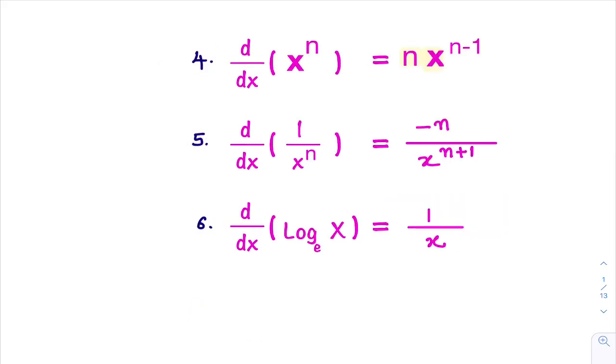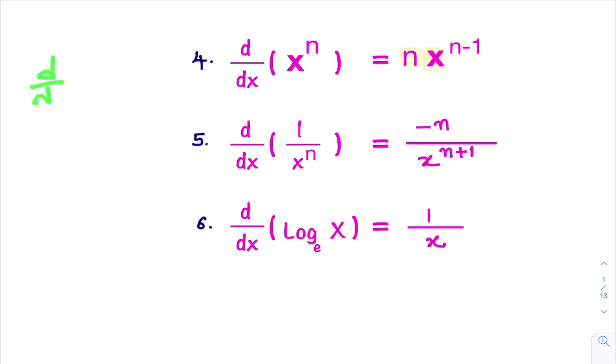Now you see these next three formulas. D by dx of x power n, that means derivative of x power n with respect to x is n into x power n minus 1. N into x power n minus 1. By using this, we can calculate this type of thing. Suppose derivative of x cube is there. What is derivative of x cube? 3 into x power 3 minus 1 is 2. So derivative of x cube is 3x square.